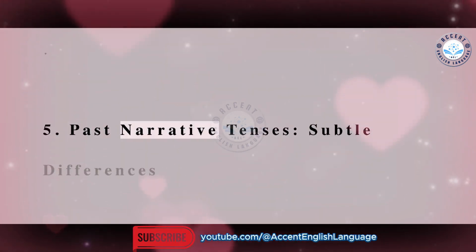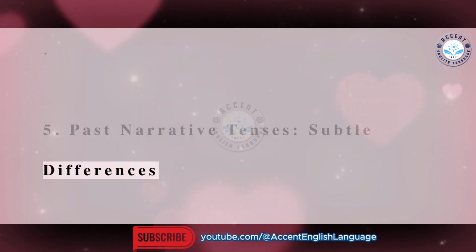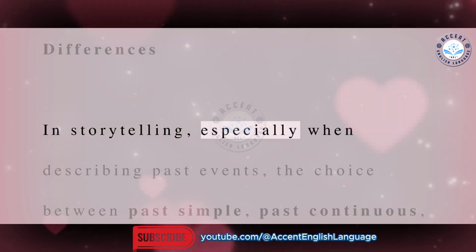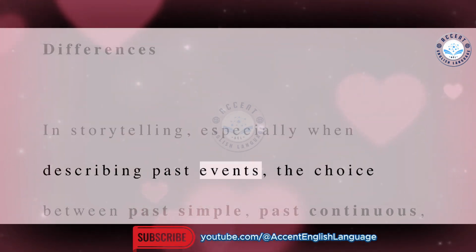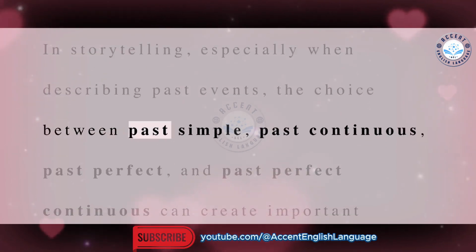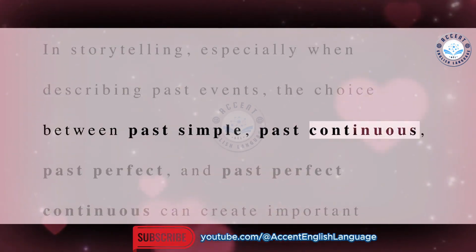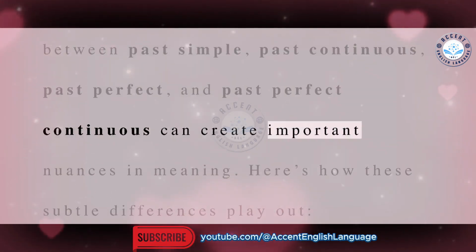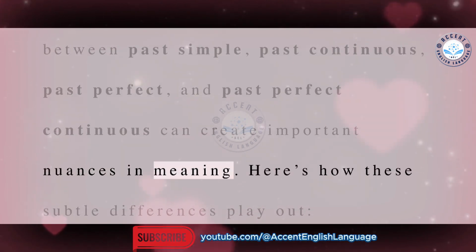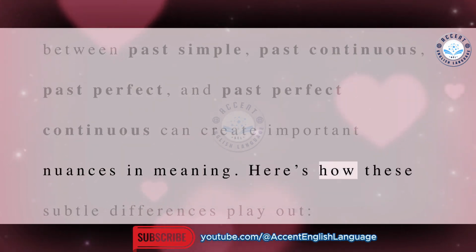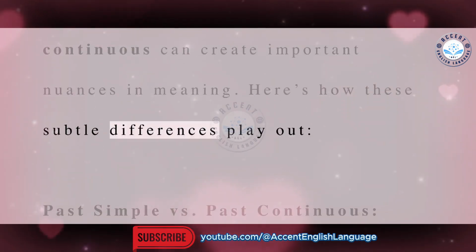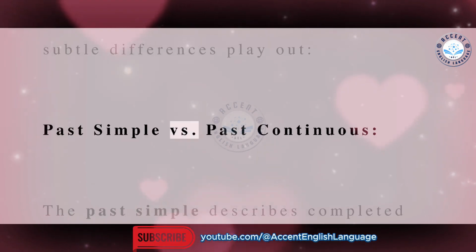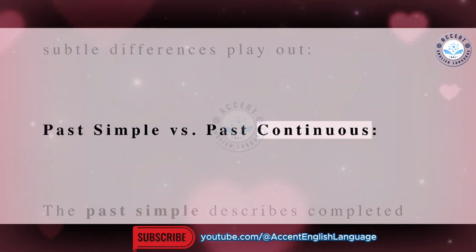5. Past narrative tenses. Subtle differences. In storytelling, especially when describing past events, the choice between past simple, past continuous, past perfect, and past perfect continuous can create important nuances in meaning. Here's how these subtle differences play out. Past simple versus past continuous.